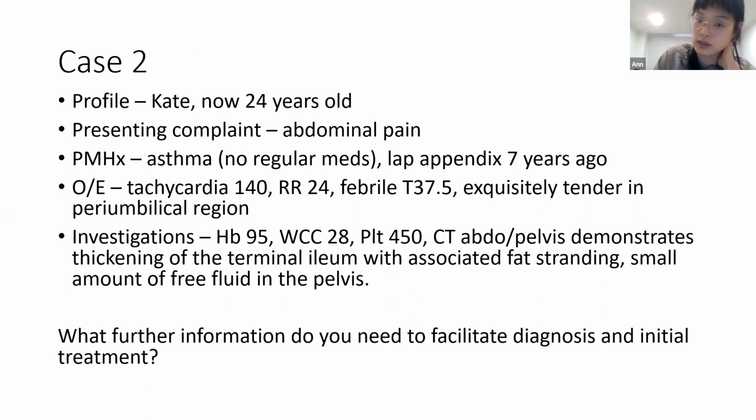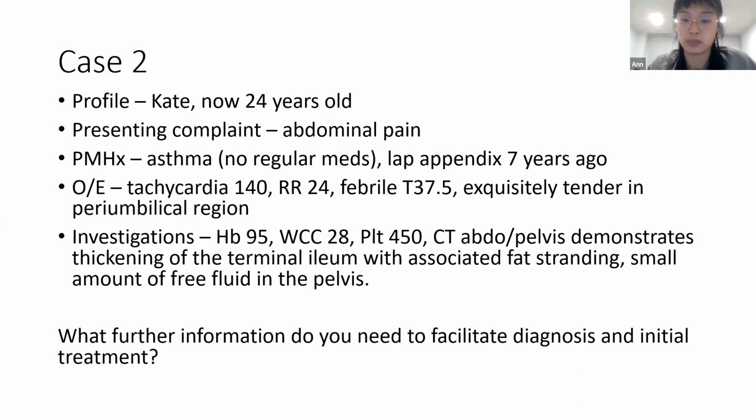So second case now, same girl, she's now 24 years old and has presented again with abdominal pain. Past medical history is well-controlled asthma and a lap appendix 7 years ago. This time, in addition to the abdominal pain, she also has tachycardia to 140. She's febrile with a low-grade temp of 37.5, and she is extremely tender around the periumbilical region.